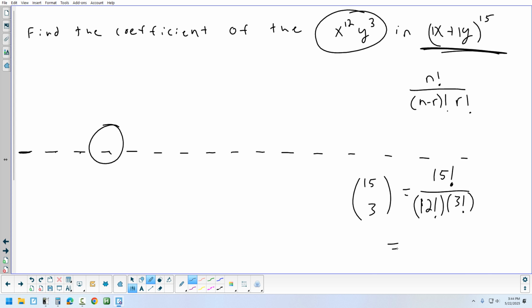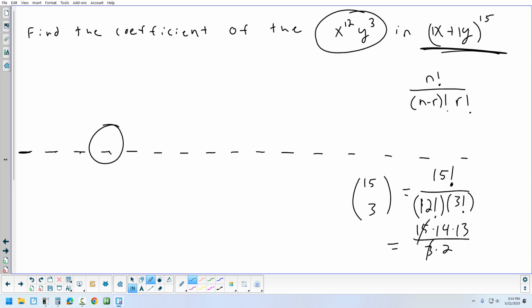If you do that, what's left in the top? 15 times 14 times 13, so now the 12 factorial is gone. And what's 3 factorial mean? 3 times 2, and keep reducing.